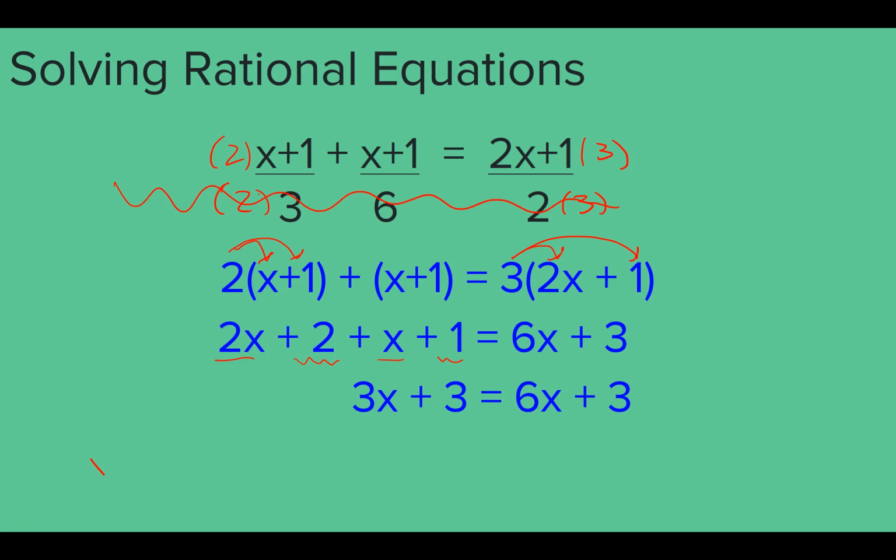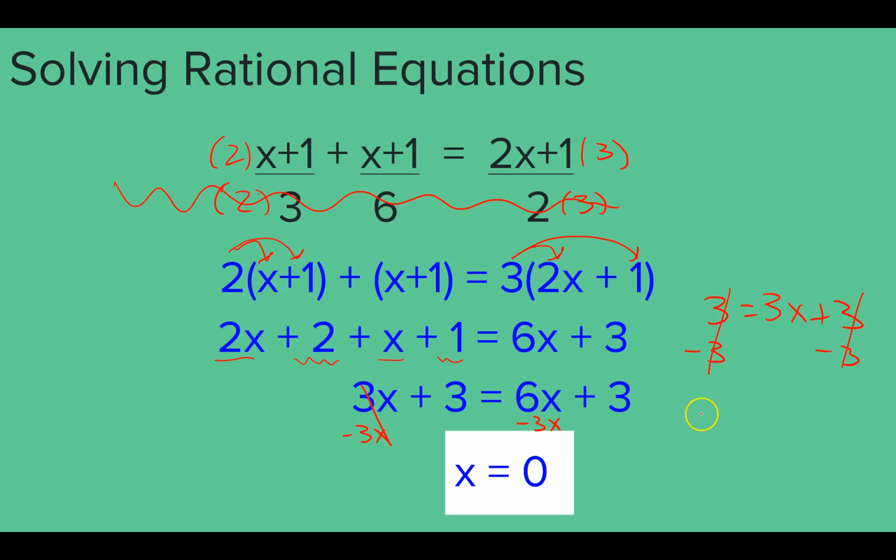So what am I going to do to get x by itself? We're not going to factor. We're going to move stuff around. We subtract 3x over, right? It's gone from here. We get 3 equals 3x plus 3. Then when you subtract 3 to get back on this side, what happens? It's 0. So we have 0 equals 3x. So when we divide by 3, we just get x equals 0.